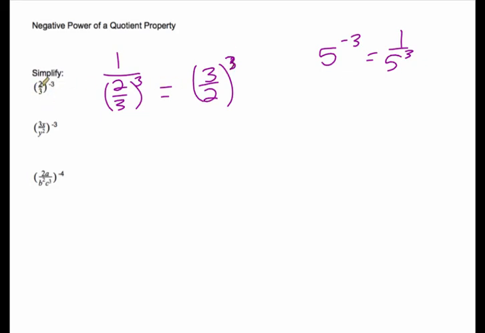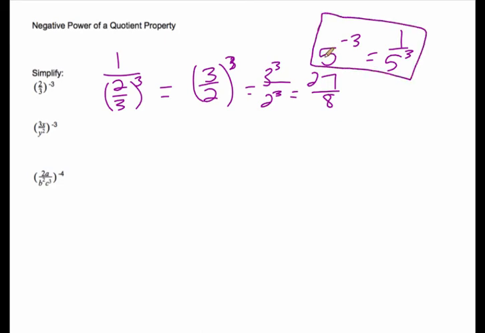So when I have something raised to a negative power that is a fraction, I need to flip it and then make the exponent positive. Okay, what is 3 over 2 to the third power? Well, it's 3 to the third over 2 to the third, which is 27 over 8. Okay, so let's write the rule. So the rule is if I have a over b to the negative n, that is equal to b over a to the n.